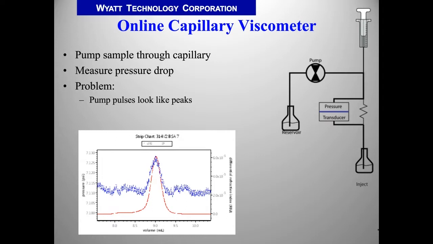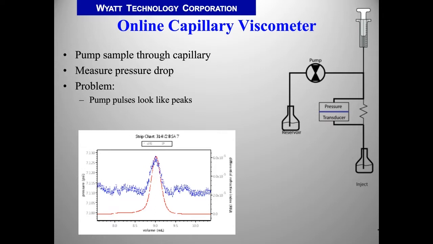So in this plot here, the blue is the measurement of the pressure across that capillary, and you can see there's a peak. The red line is the same measurement of a concentration detector. So we have a sample coming through, but it is obscured by the pump pulses.